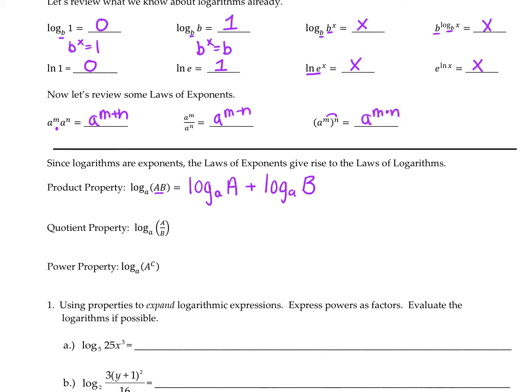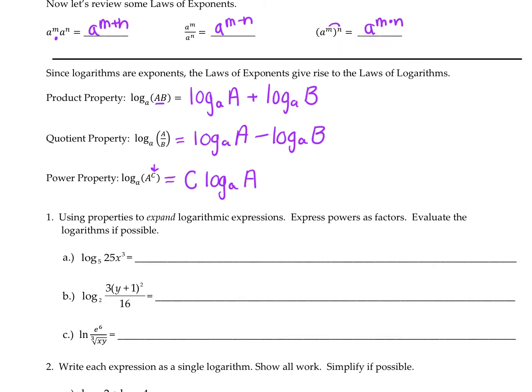and I could also go back the other way. If I was adding, I would change it to multiplication. When I'm dividing, it's going to be subtraction. So log base a of a minus log base a of b. And when I have a power, what's actually going to happen is this exponent, the c, is going to come down in front. So it's going to be c times log base a of a. So anytime you have an exponent, it's going to come down in front and become a multiplier.